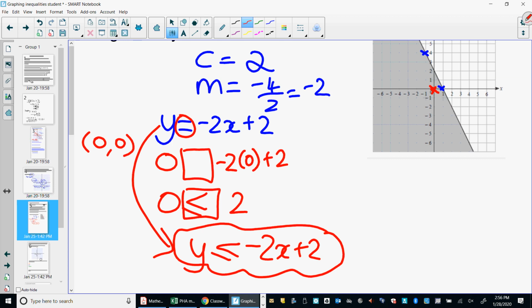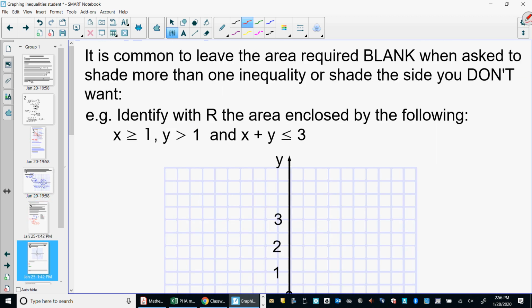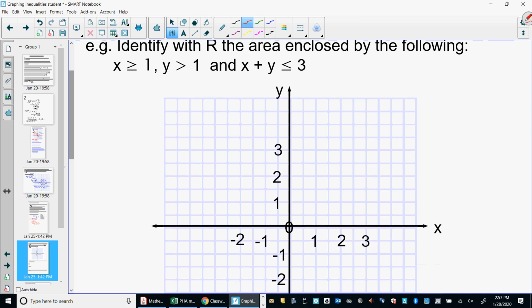Now, as I said, often we'd have to have 3 things, and we would be asked to identify a region. Pretty much all the questions I've seen end up being a triangle, because they always have 3 areas. So we need to draw these 3 lines. So x is greater than 1. So we're going to draw the line x equals 1. Is that vertical? Nice.